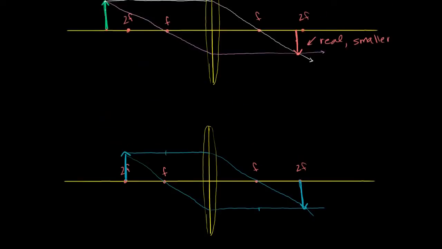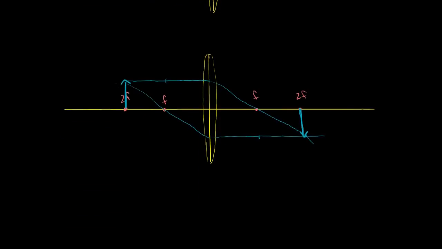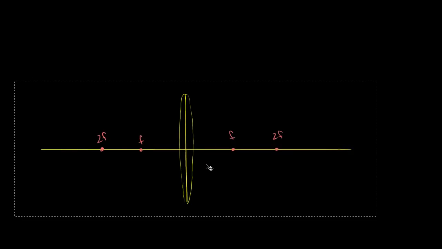Actually, I didn't talk about distance in this one over here. Over here, it's a real image. It's smaller, and it's also going to be closer in than this one was. It's going to be closer to the lens. This is going to be really the same image, or the same size. The image is going to be the same size as the original object, but it's going to be inverted, and it's going to be at the same distance from the lens, just on the other side. And once again, this is a real image. Let's do another one. Let me copy and paste.